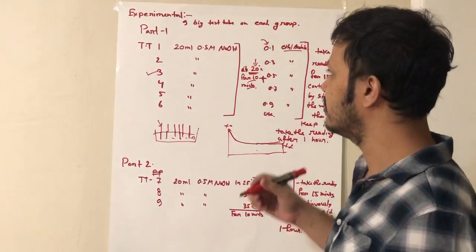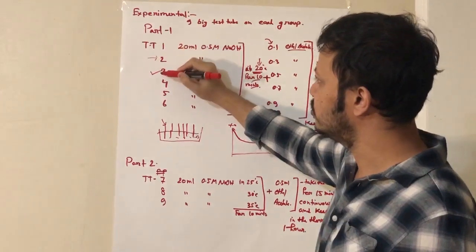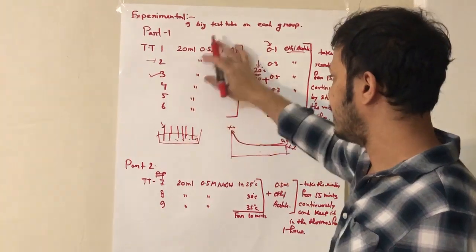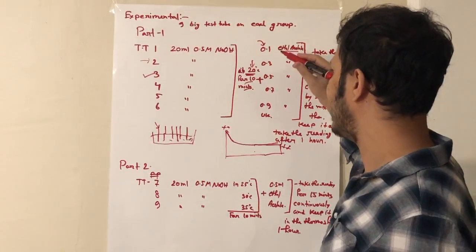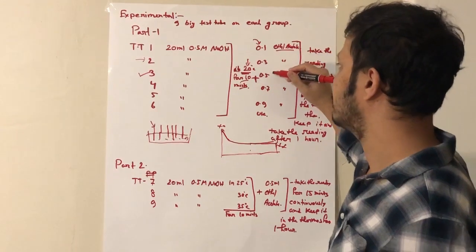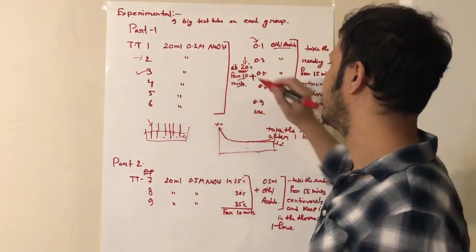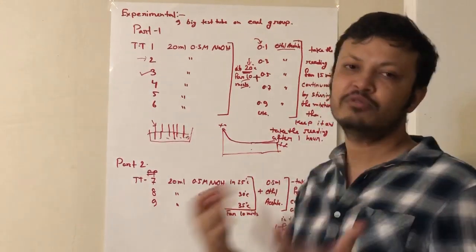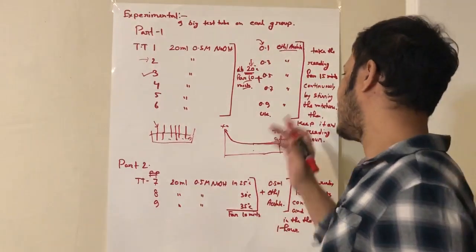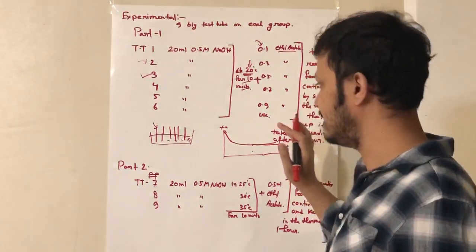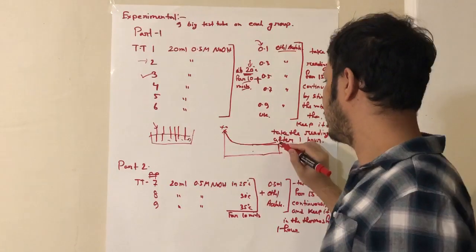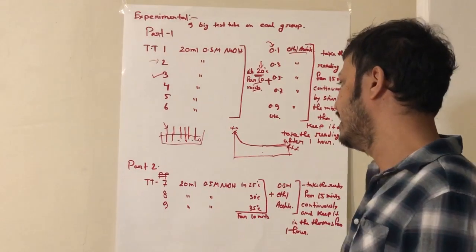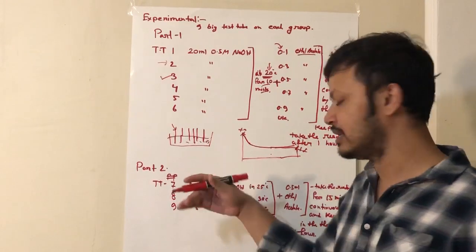The same thing you are going to do for test tube number 2, 3, 4, and 5. You are going to add 0.1, 0.3, 0.5, 0.7 for test tube number 4, and 0.9 for test tube number 5. But for test tube number 6, we will give you the unknown. You do the same thing, but you have to find out the concentration of the unknown.